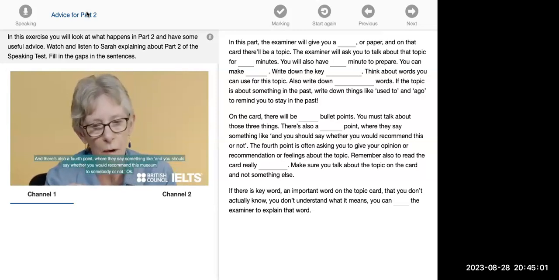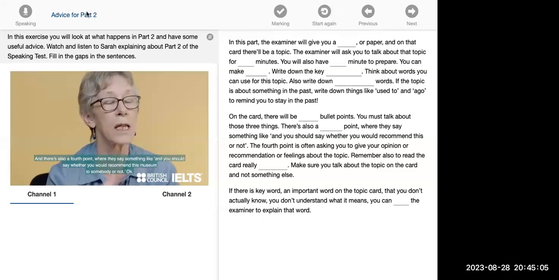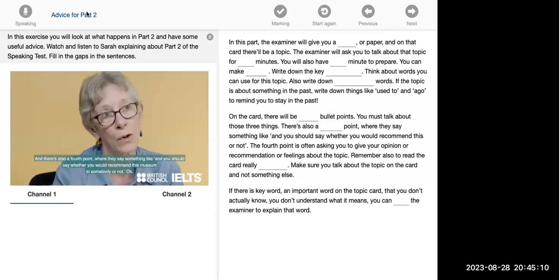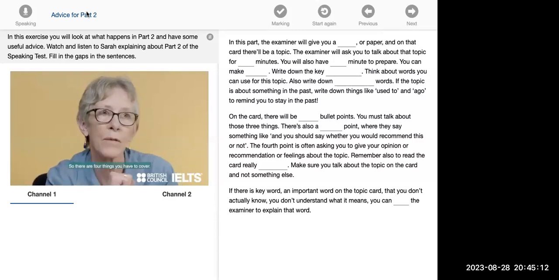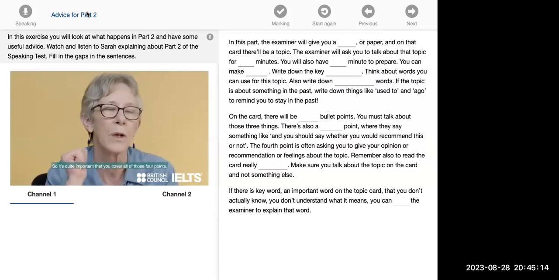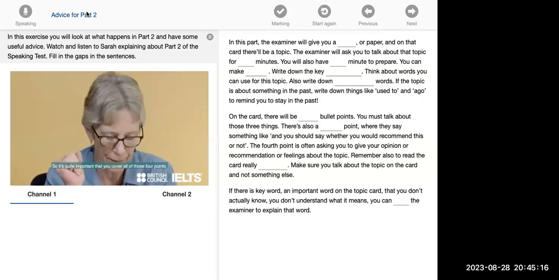And there's also a 4th point where they say something like, and you should say whether you would recommend this museum to somebody or not. So there are 4 things you have to cover. It's quite important you cover all of those 4 points.